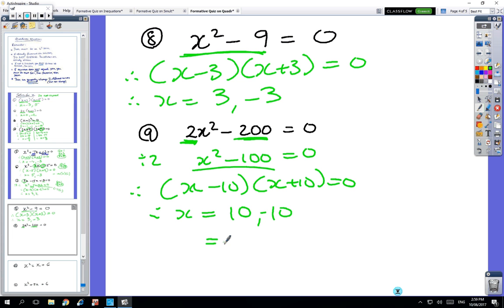And we could write it down as plus or minus 10, and we could write this one down as plus or minus 3. So when the numbers are the same, one's a plus, one's a minus, you can take that little shortcut if you want to. It's not compulsory. Let's move on.